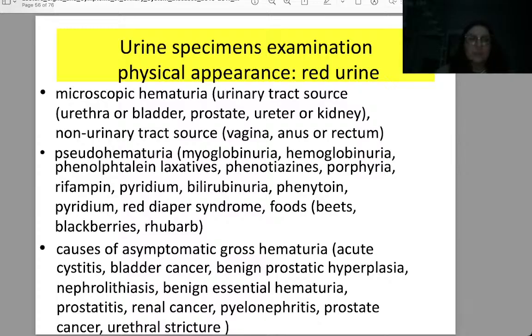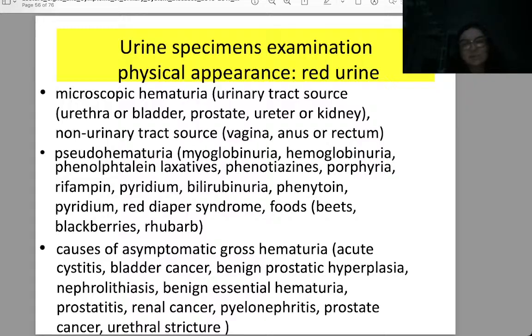Microscopic hematuria. Usually we see it from a urinary tract source like the urethra or bladder, prostate, ureter or kidney. But it can be from a non-urinary tract source like the vagina, anus or rectum. We have one more term, pseudohematuria. Usually it is caused by myoglobinuria, hemoglobinuria, phenolphthalein laxatives, phenothiazines, porphyria, rifampin, pyridium, bilirubinuria, phenytoin, red diaper syndrome, and some foods like beets, blackberries, rhubarb.